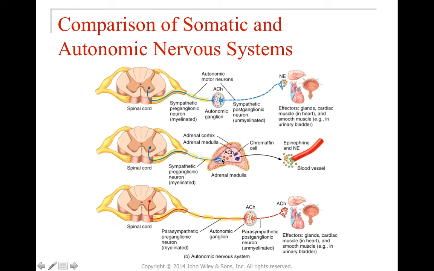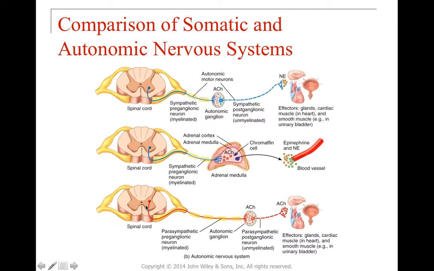And in the adrenal medulla, these sympathetic preganglionic neurons are going to be releasing acetylcholine, which is then going to cause these chromaffin cells to secrete epinephrine and norepinephrine. And this is going to be more of a global effect. It's going to affect most of the body because it's going to be entering into the bloodstream and then distributed. So it's not going to be a local effect on one particular organ, but rather it's going to be distributed and have an effect on many organ systems.